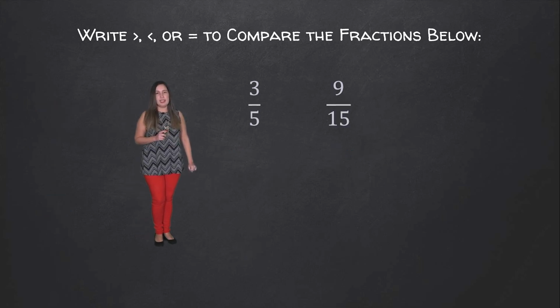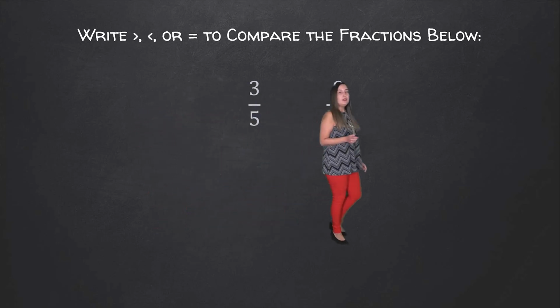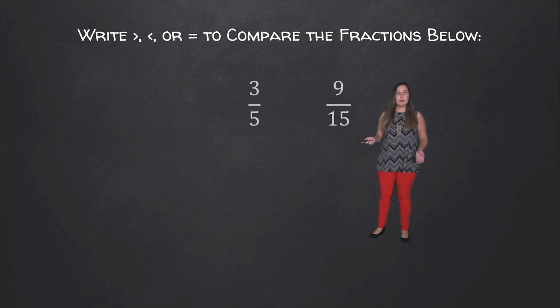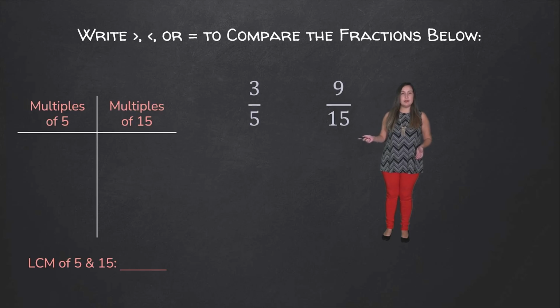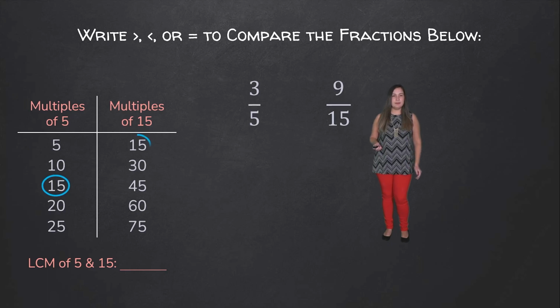So let's do another example. So here we have 3/5 and 9 out of 15. So the denominators are different, the numerators are different, so we have to find the least common multiple for both denominators. All right, so some multiples of 5 are 5, 10, 15, 20, 25. Some multiples of 15 are 15, 30, 45, 60, and 75. Now, the smallest number both of these have in common is 15. And so our least common multiple is 15.